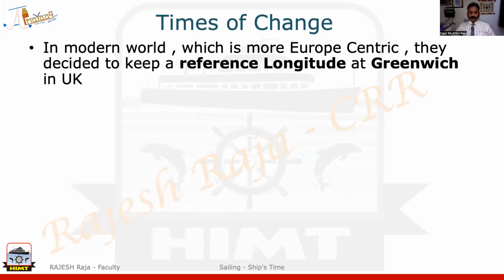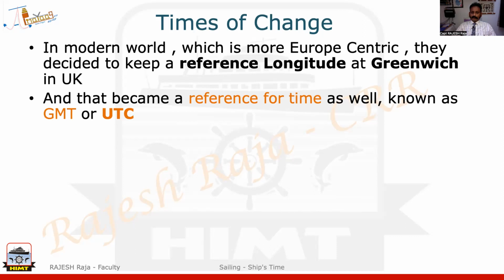Now, somebody had to give a reference. Any measurements or any timings need a zero reference. So the modern day world thought, let us keep Greenwich in the UK as a reference longitude to start the times, and the measurements of longitudes, obviously. So it is actually called the zero longitude of the Earth. Now, this became a reference for time as well as a longitude.